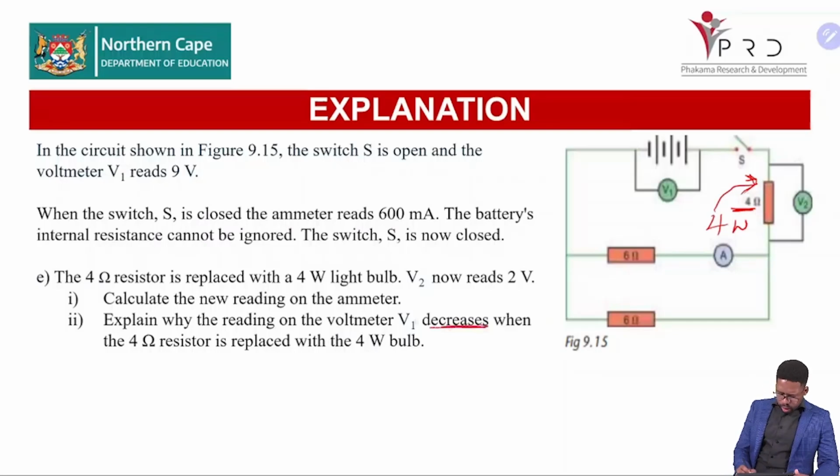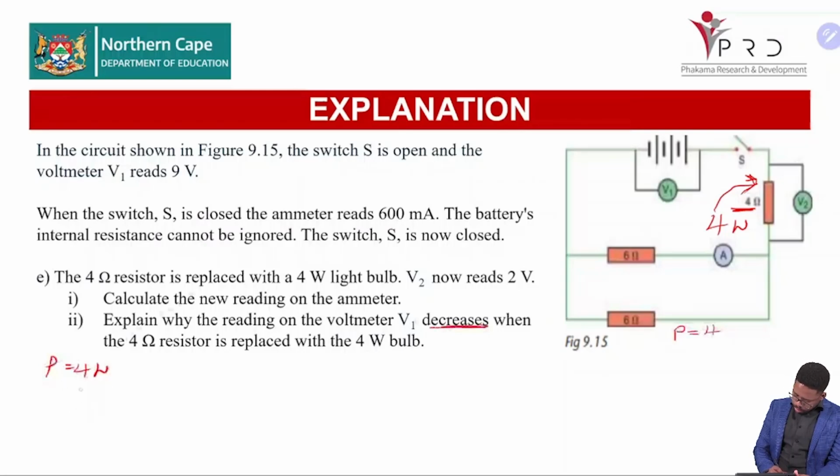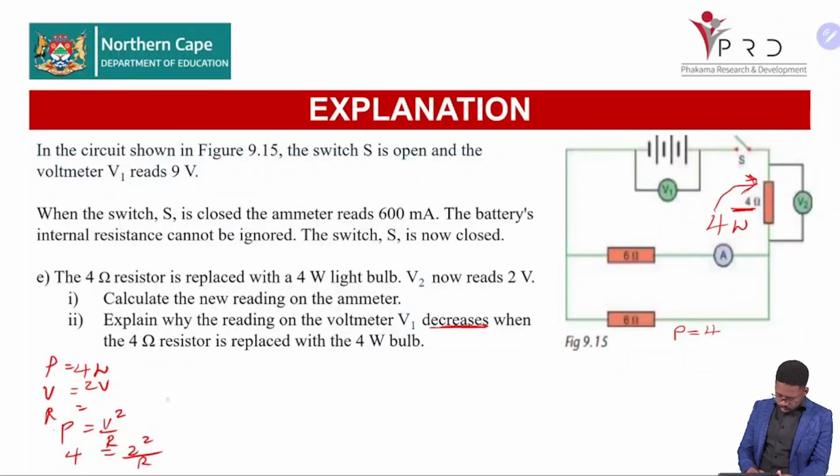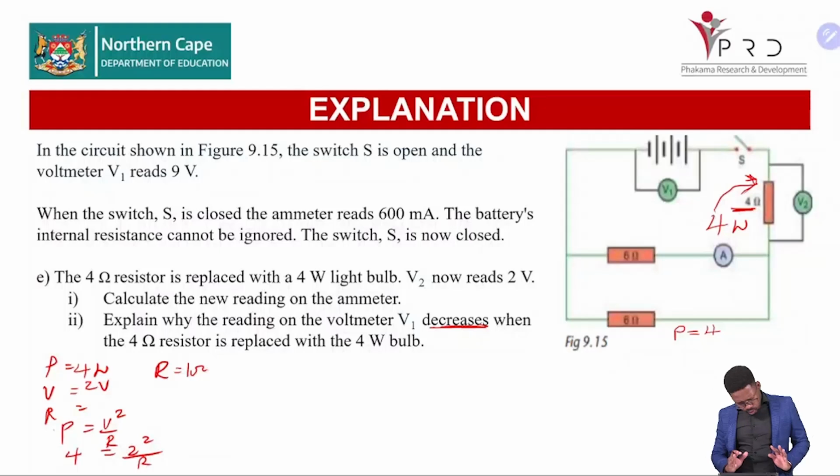So we can use a formula here. We have power, which is 4 watts. We can also see we're given V, which is 2 volts. We can get R. Power is equal to V squared over R. Our power is 4, our V is 2, squared, over R. Then you can see that our R will be 1 ohm. So we have proven that, that's number 1.